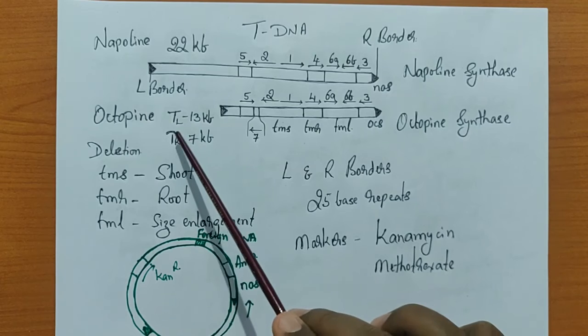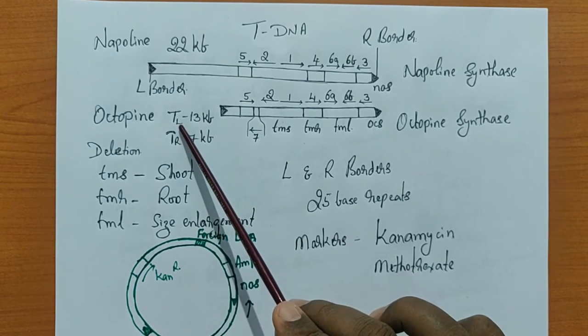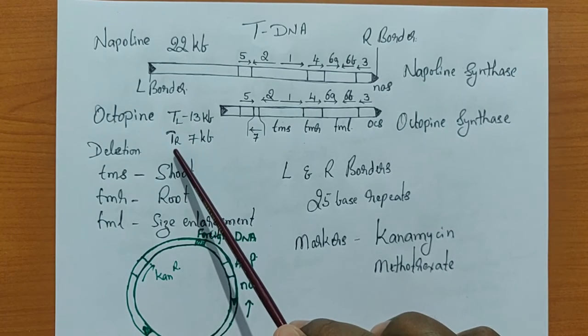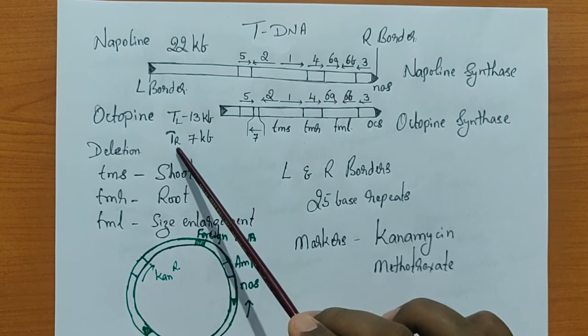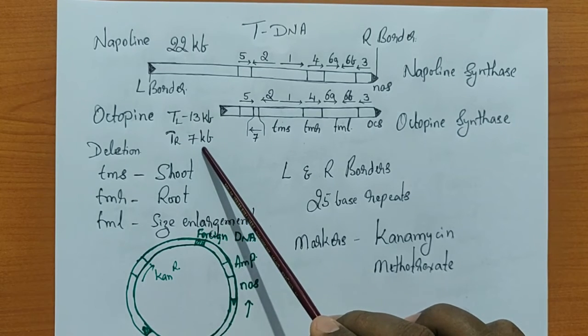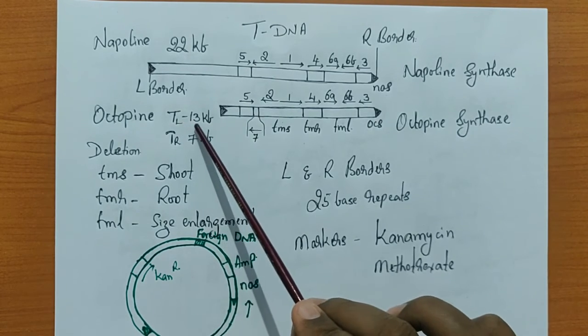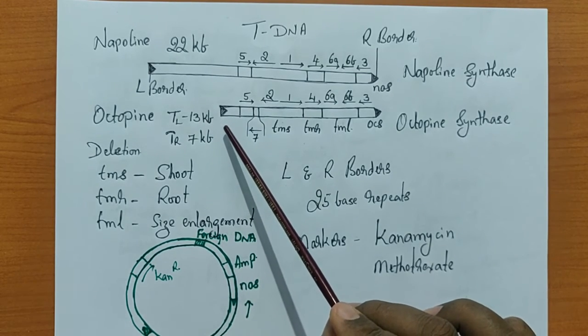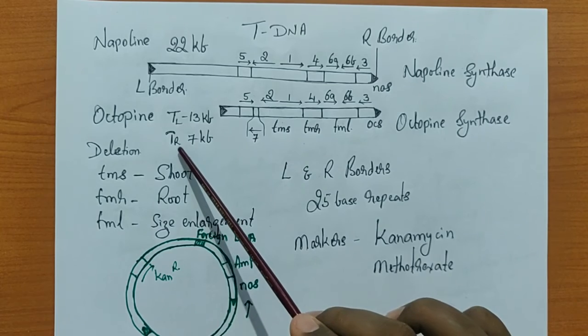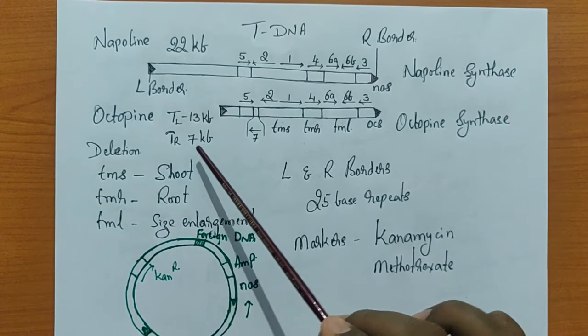integrated. One is the TL, that is the left segment, and another one is going to be the right segment. Now the left segment is approximately 13 kilobases, and the right segment is about 7 kilobases. And the left segment is very critical for tumorigenesis or virulence, but not the right segment, in fact.